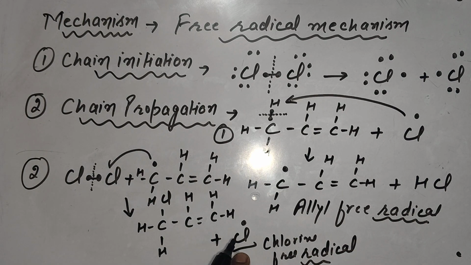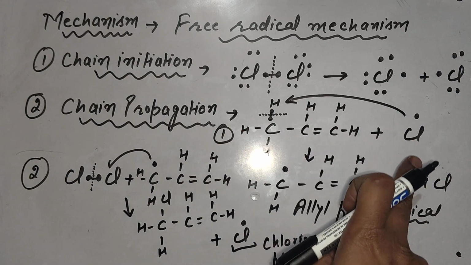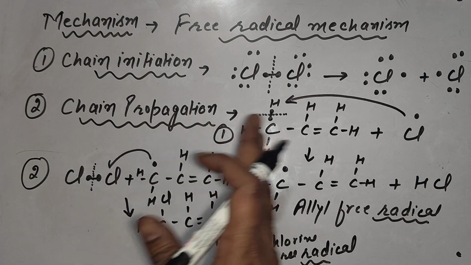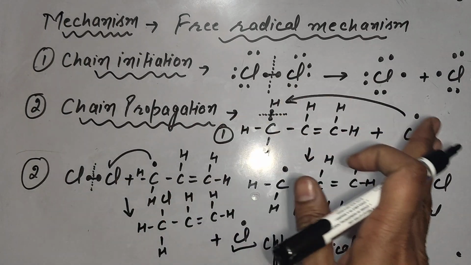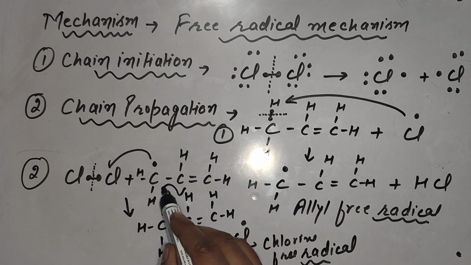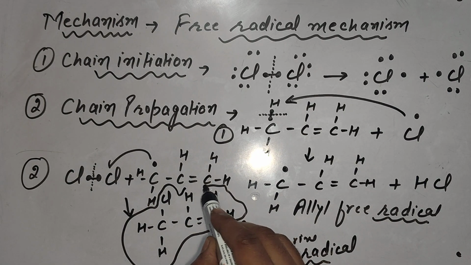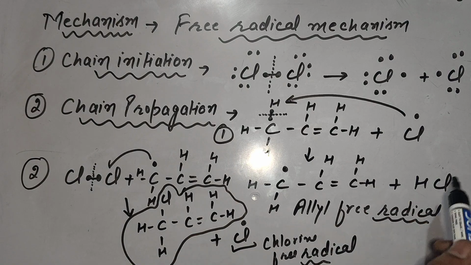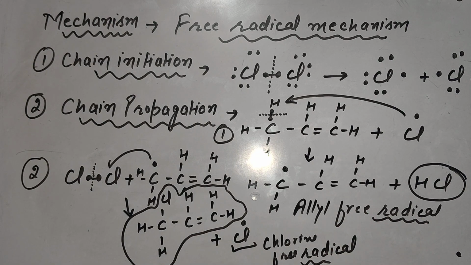Now what will this chlorine free radical do? It will repeat the whole cycle again, and another new free radical will generate. That chlorine free radical will again repeat the whole cycle, and then again a new free radical of chlorine will generate, and in this process the chain will continuously move like this. And what we are getting during this whole process is the main product, in which you can see the hydrogen is substituted by chlorine, the allylic hydrogen, and the side product generated over here is HCl.